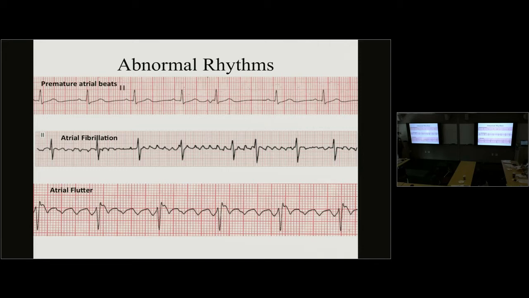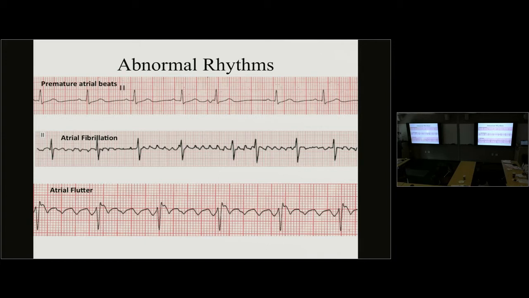So the next one to transition in is just to talk about rhythms. Now, rhythms are actually better to look at on a rhythm strip. So remember, the 12-lead only really shows you 3 beats and 12 different angles, right? But if you want to see abnormal heartbeats, sometimes you need a longer period of time to look at them. And I put these on here more just so you've heard the terms, not to make sure that you've memorized everything.